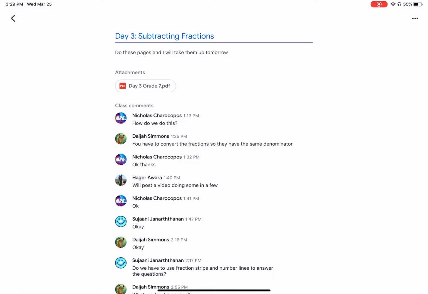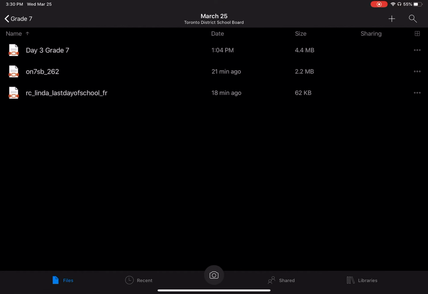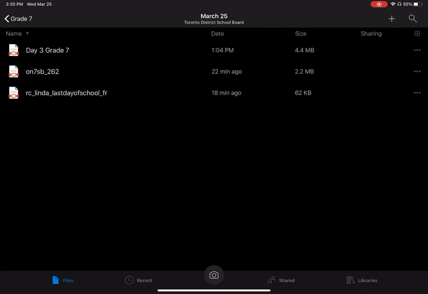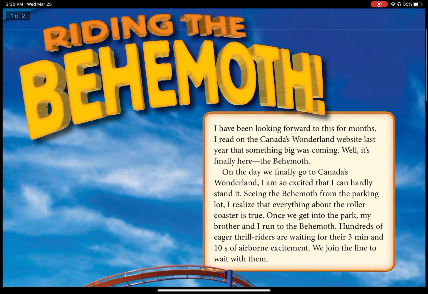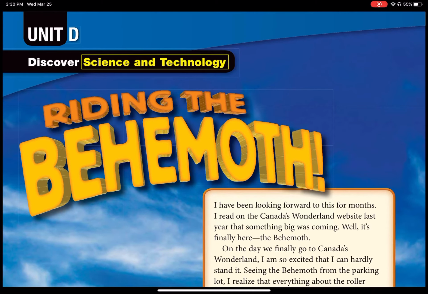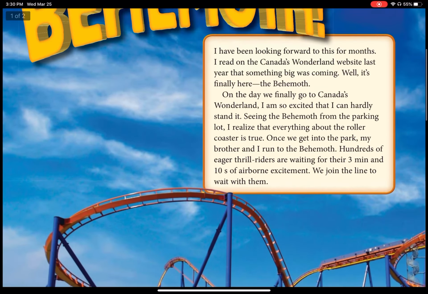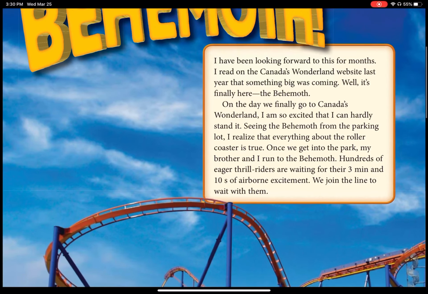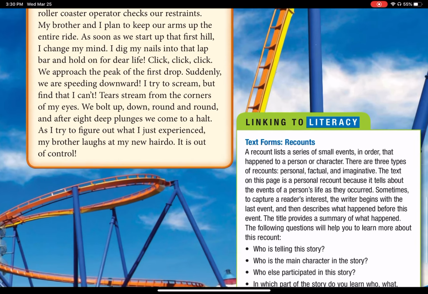Once you're done your math, I've set up for you some science work. I put it in the language because today it looks like language, but we're going to start our new unit, which is the last science unit that we're supposed to do. It's a story about structures. This is the new unit. It talks about the Behemoth, which is one of the rides in Canada's Wonderland. Read the story, and then I want you to answer the questions at the bottom.